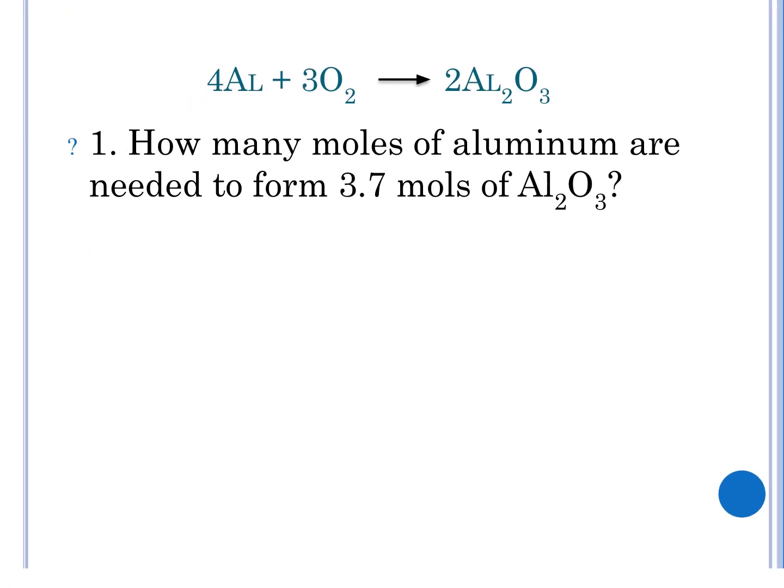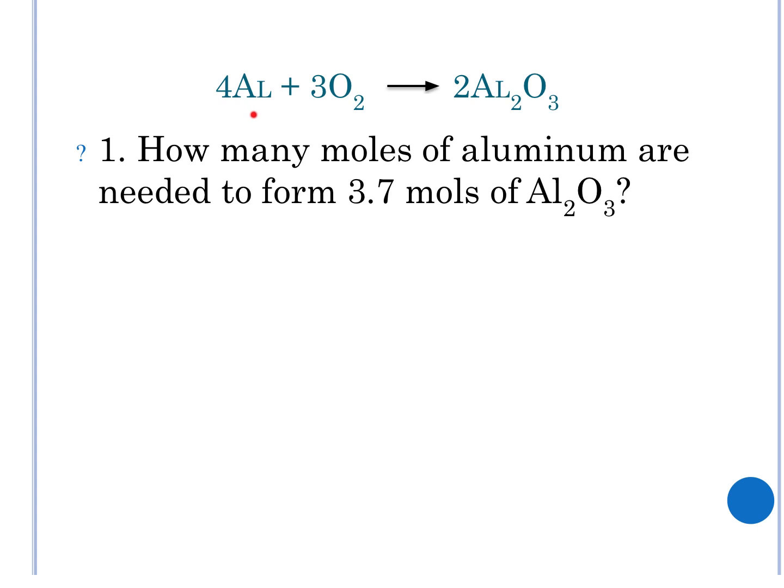Here we're switching gears to a new equation. Go ahead and copy down this balanced equation: 4 aluminums plus 3 oxygens yields 2 aluminum oxides. This time we're going to figure out how many moles of aluminum are needed to form 3.7 moles of aluminum oxide. We're looking for moles of aluminum, so I'm going to put my little question mark in moles under aluminum. And we know we're trying to make 3.7 moles of aluminum oxide.